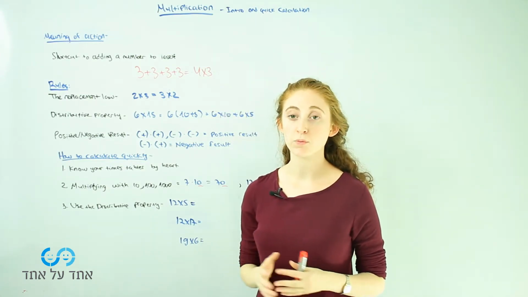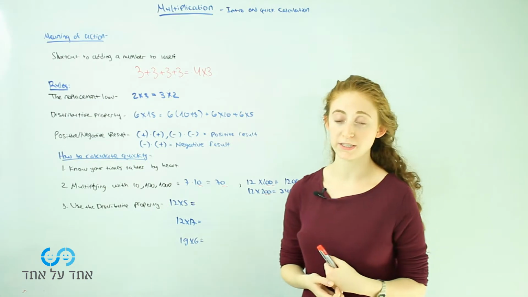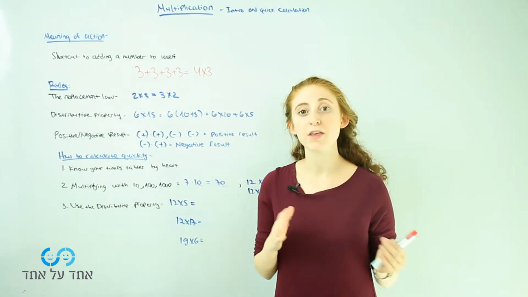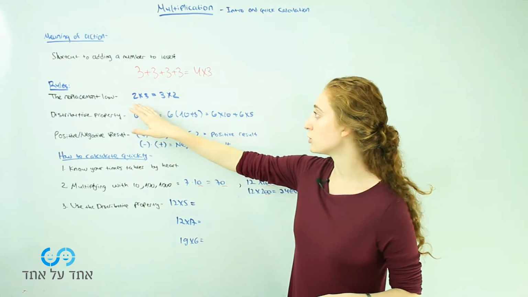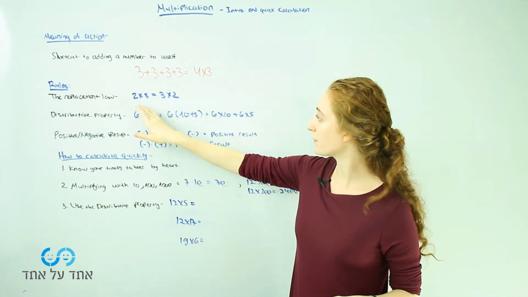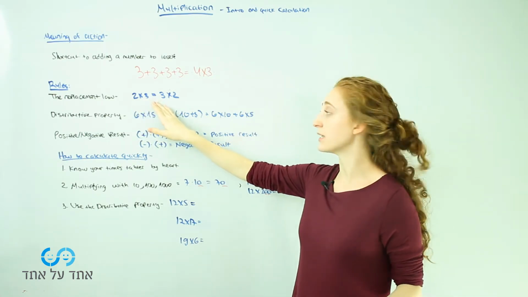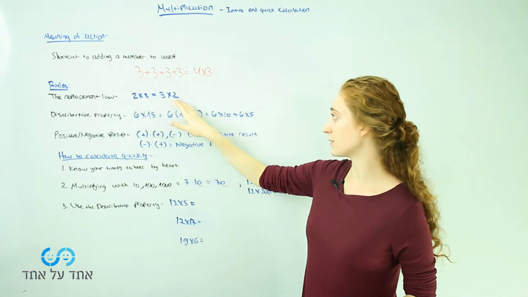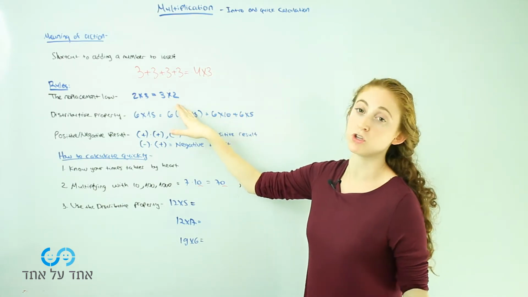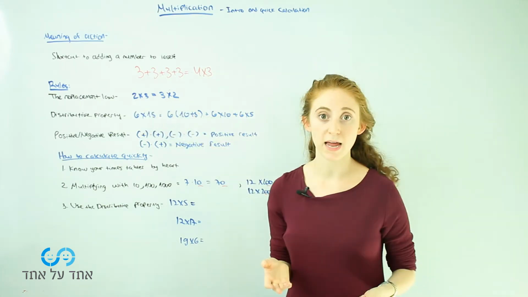Let's talk about a few basic rules. So first, the replacement law. As we saw in addition, the order doesn't matter here. It doesn't matter that I say 2 times 3, right? 2 times the number 3, or 3 plus 3, which is 6. Or if I say 3 times the number 2, 2 plus 2 plus 2, which is also 6. Okay, the order here does not matter.